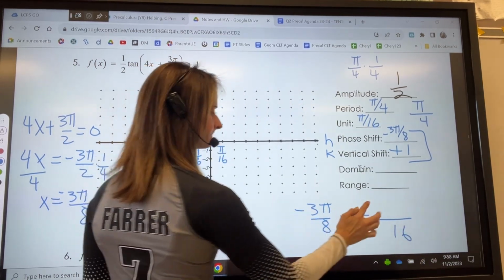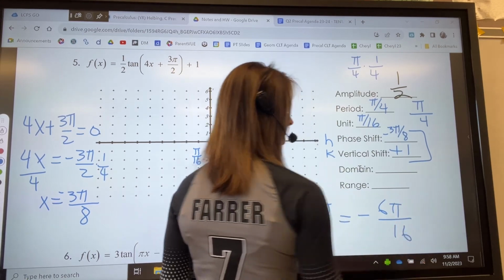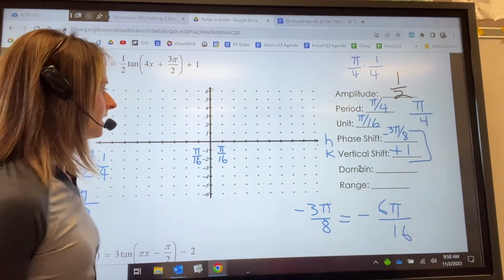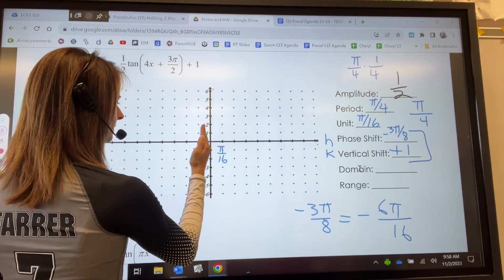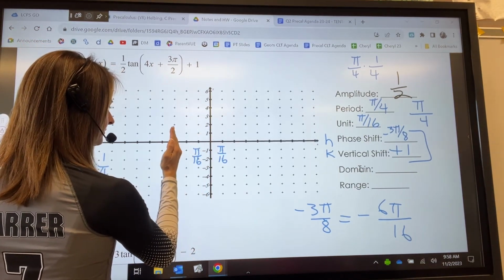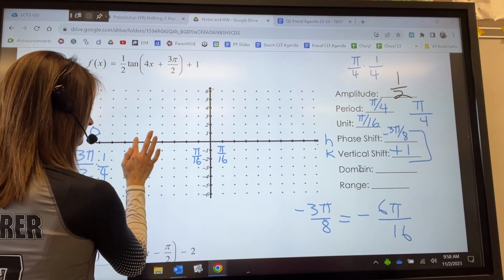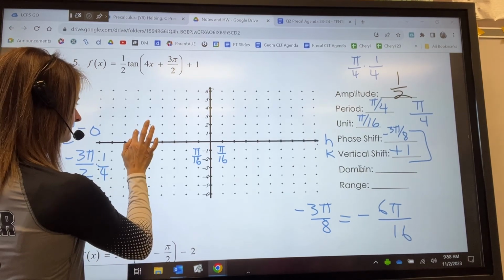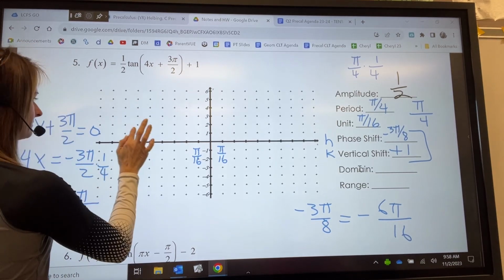Twice as many, right? It's going to be negative 6 pi over 16. Is everybody okay with that? All right, so 1, 2, 3, 4, 5, 6. There's negative 6 pi over 16 and up 1. I'll put that in red.